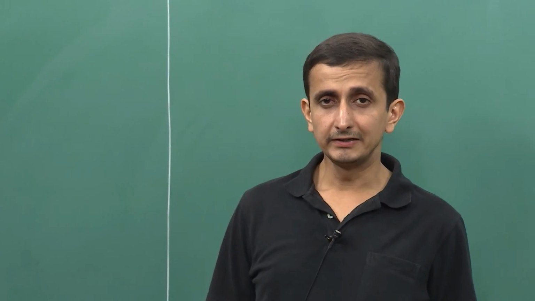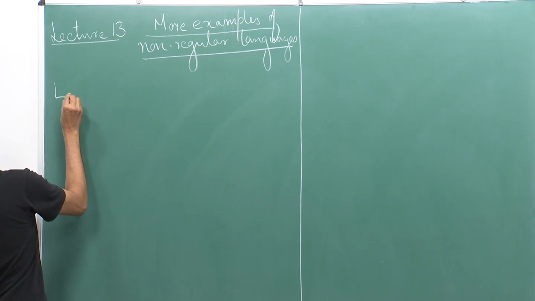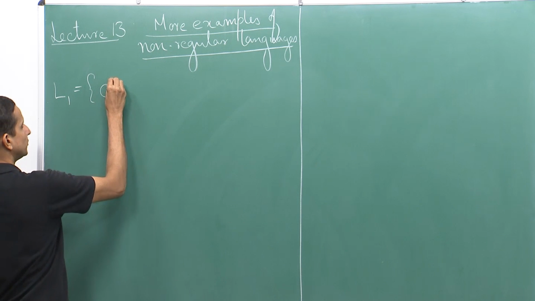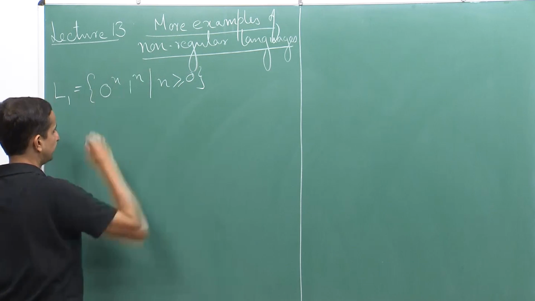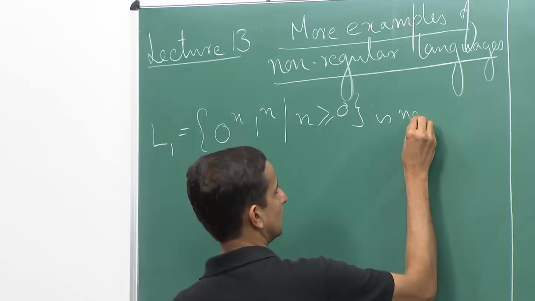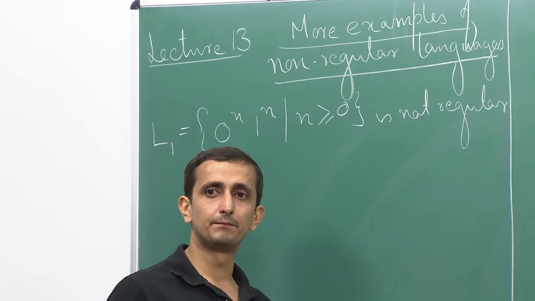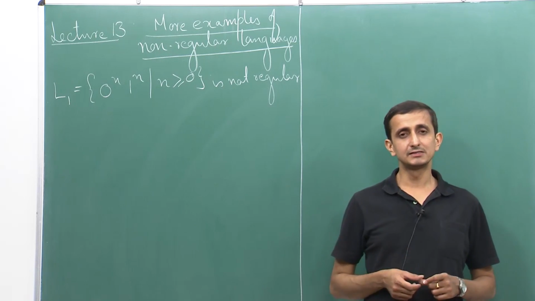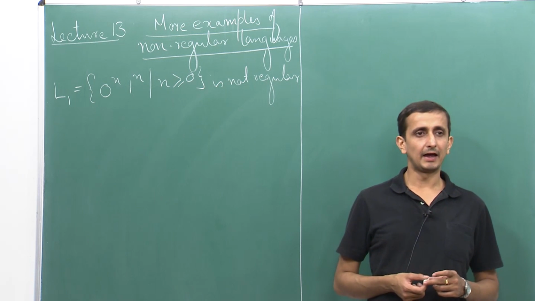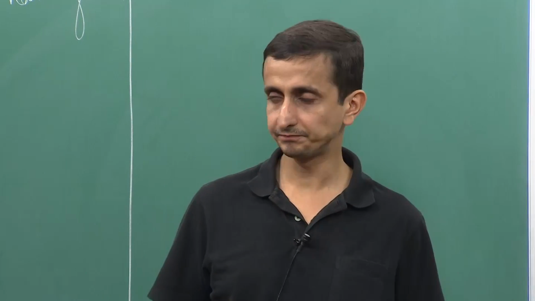Welcome to the 13th lecture of the course. In the last lecture we showed that the language 0 to the power n, 1 to the power n, where n is greater than or equal to 0, is not regular using the pumping lemma. What we plan to do today is look at some more examples of non-regular languages and then give a proof of the pumping lemma. Why is the pumping lemma correct?